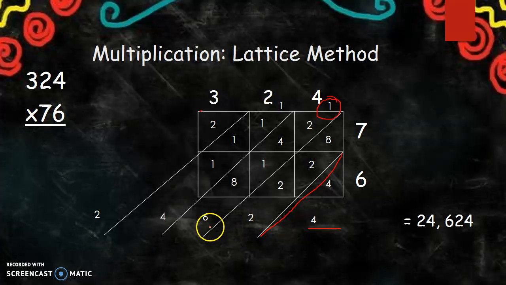So the same thing. We're going to keep our 6 down here, and then we're going to regroup this 1 with the next row. So then here we have 4. And then our 2 is also by itself, so we're just going to bring it down. So that brings your answer to a total of 24,624.